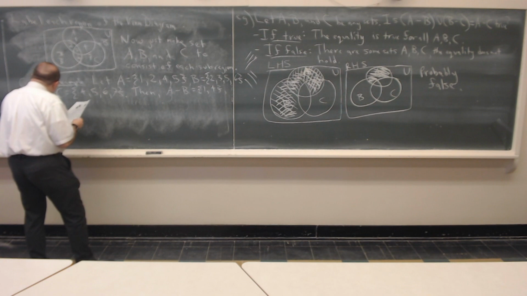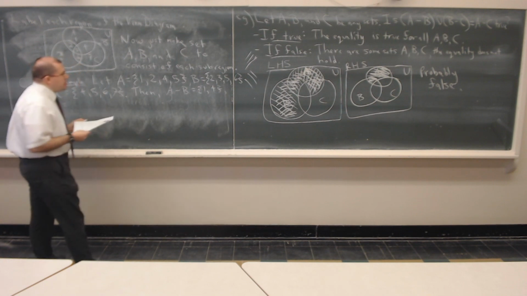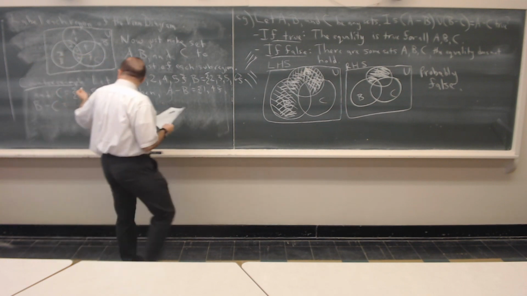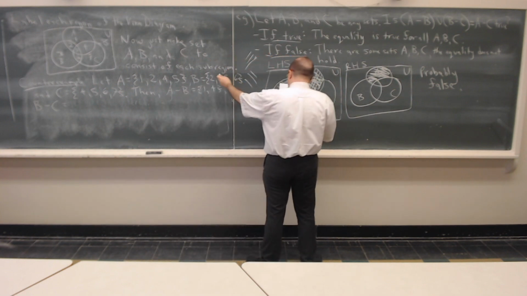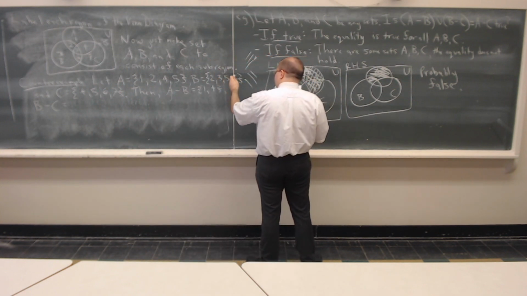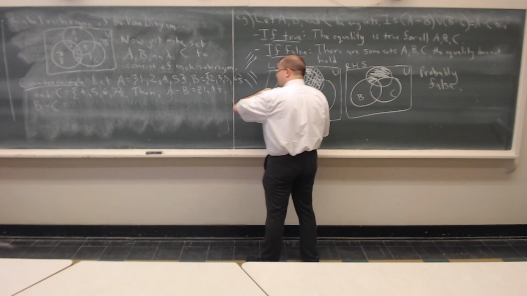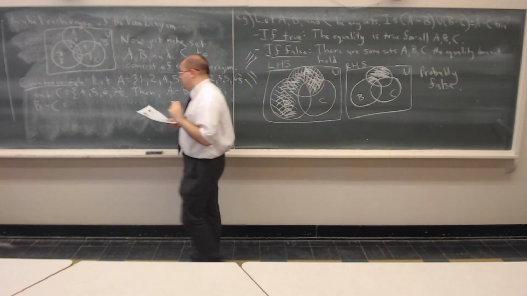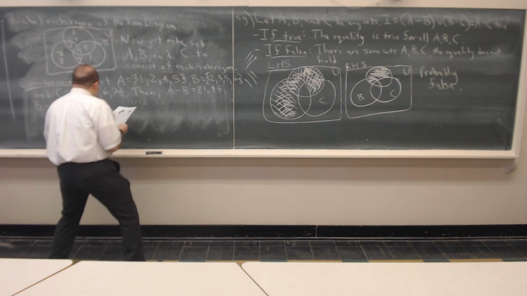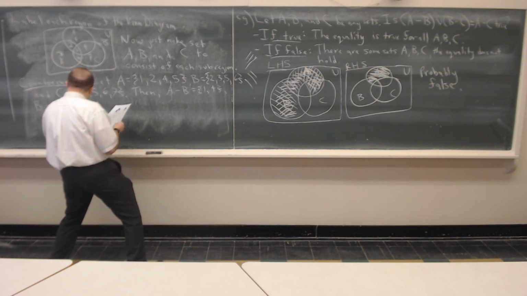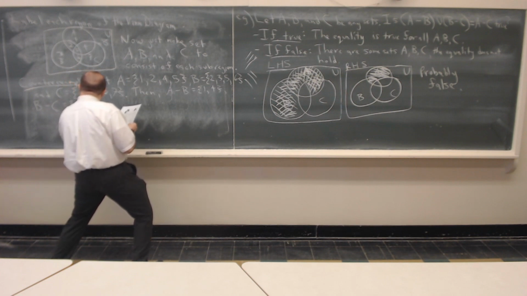B minus C, that is simply, okay, well, C has 4, 5, 6, and 7. Notice that I have 2, 3, 5, 6. 5 and 6 are in C, so I need to remove those. So I get just 2, 3.